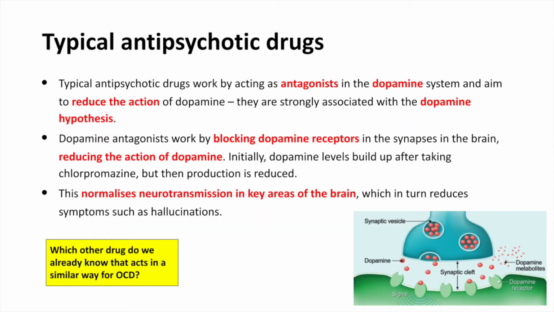So now let's apply this to typical antipsychotic drugs. Typical antipsychotic drugs work by acting as antagonists in the dopamine system, and this will reduce the action of dopamine. This treatment is strongly associated with the dopamine hypothesis. So dopamine antagonists work by blocking dopamine receptors, reducing the action of dopamine. Initially, by blocking the dopamine receptors, this will build up levels. However, the production is then reduced. This will normalize neurotransmission in key areas of the brain, which in turn reduces symptoms such as hallucinations.